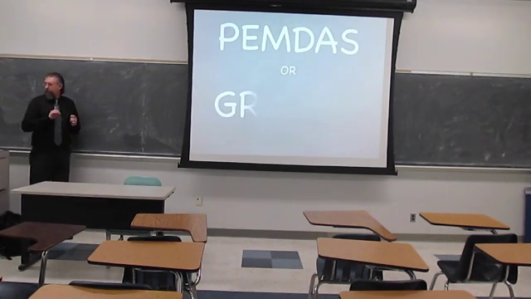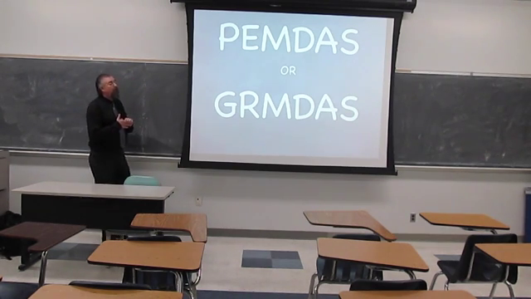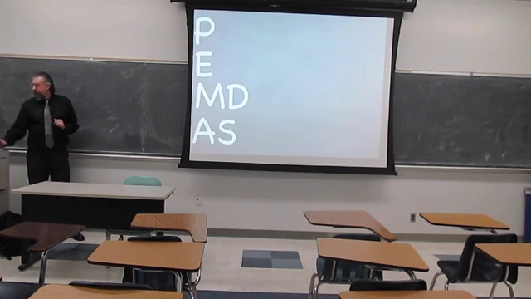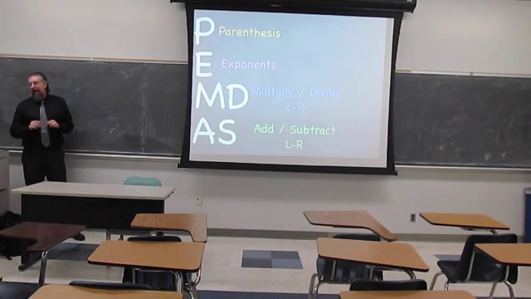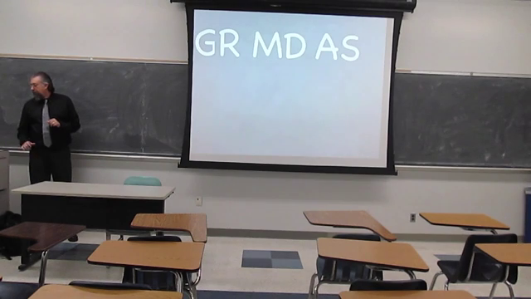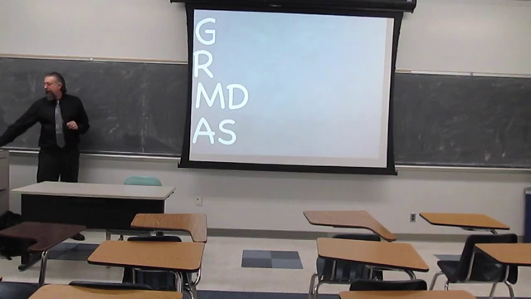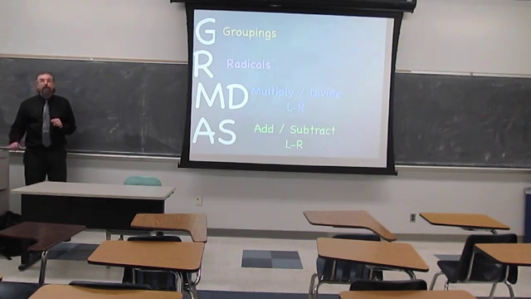Okay, so there are 2 ways to remember the correct order of operations: PEMDAS or GREMDAS. For PEMDAS, we have parentheses, exponents, multiply or divide left to right, and then finally add and subtract left to right. GREMDAS is the same thing. We have groupings, radicals, multiply, divide left to right, and add and subtract left to right.